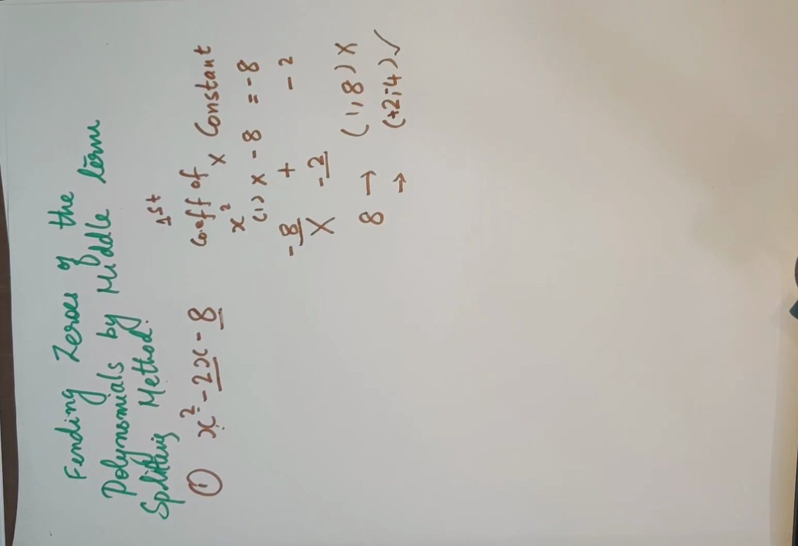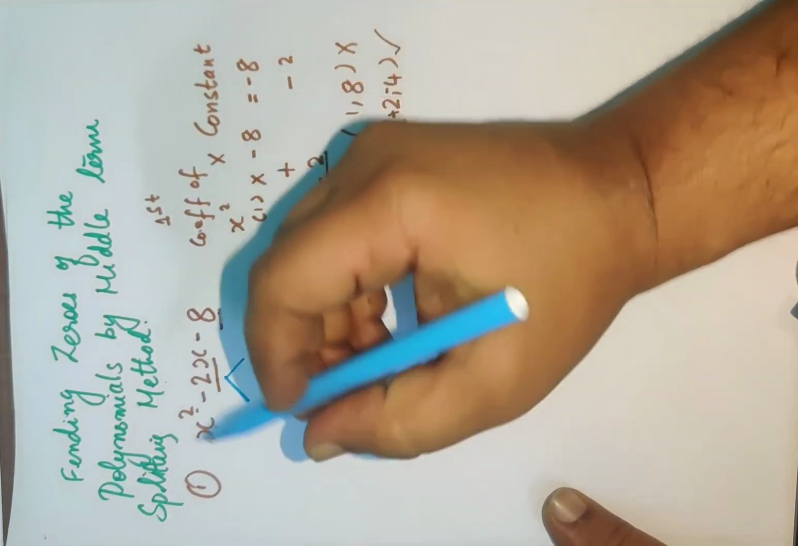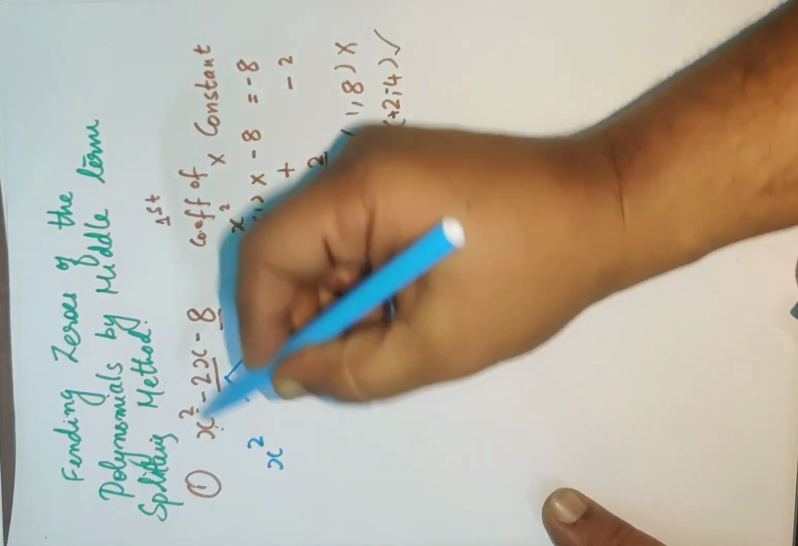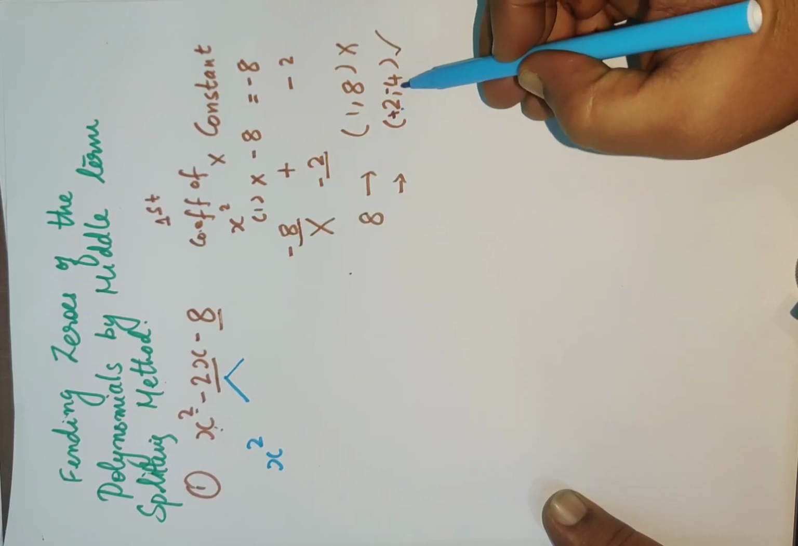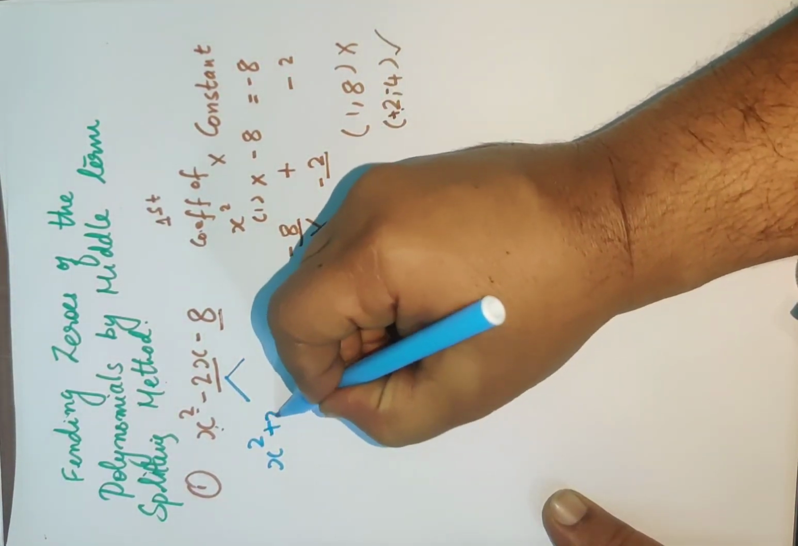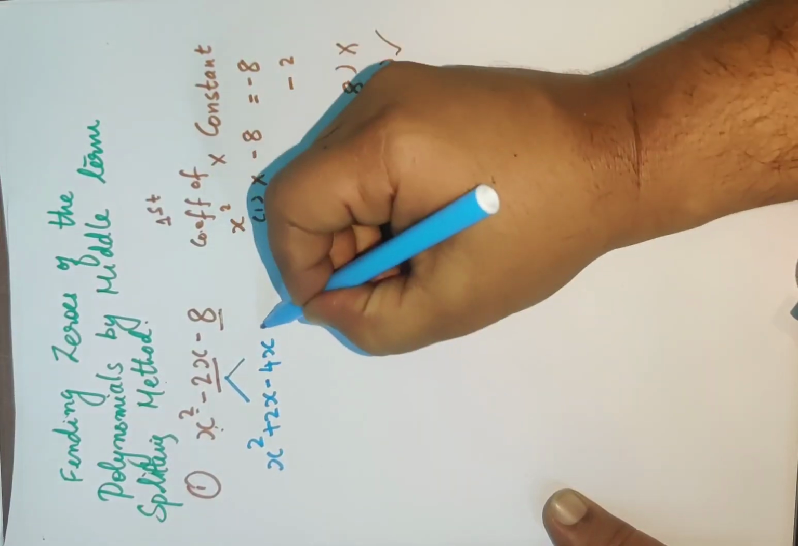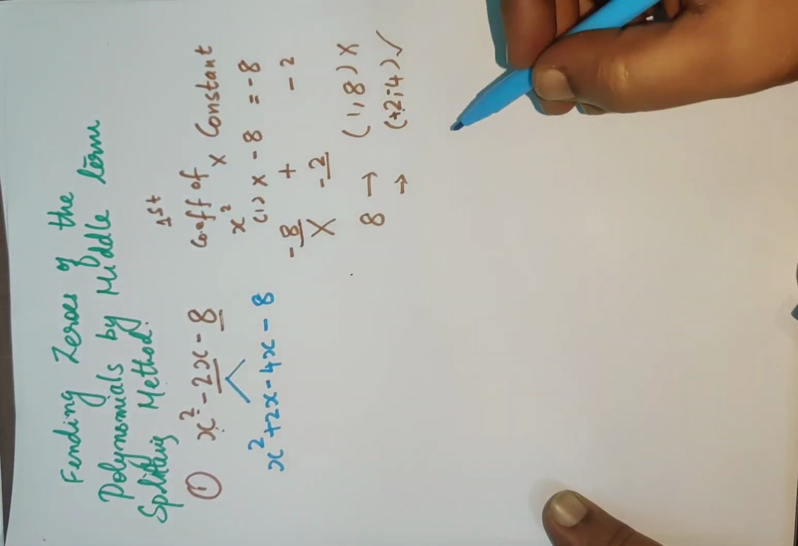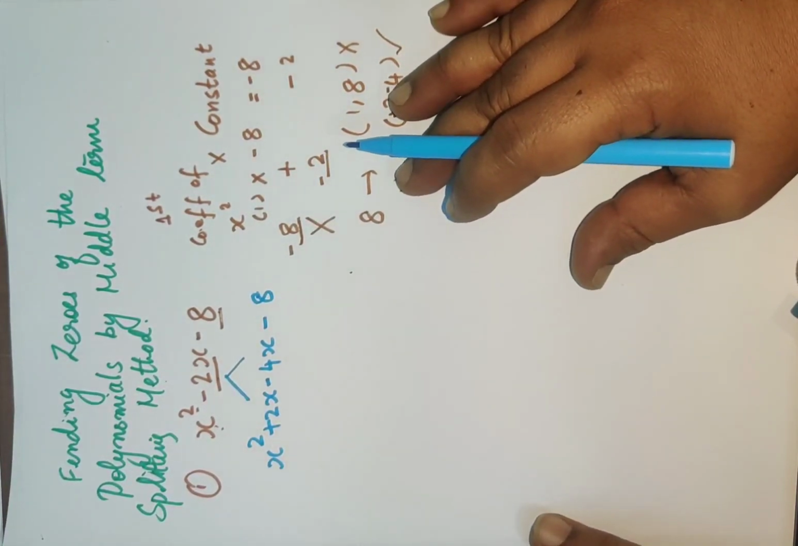So now we found the correct pair. We are going to be splitting the middle term now. So x square, this minus 2x, how do we split? Plus 2 minus 4, so x square plus 2x minus 4x minus 8. Okay, right. So after this step, common terms taking out.